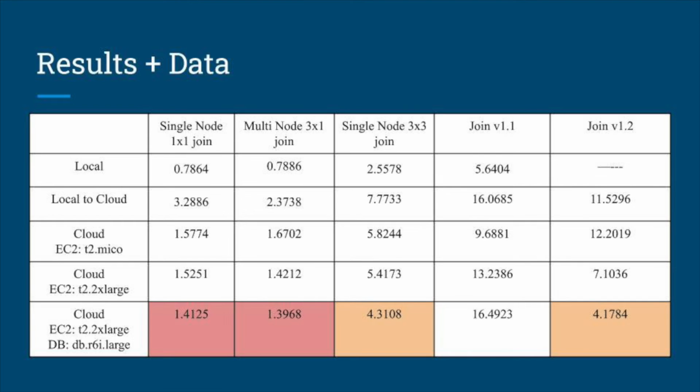Now, compare that to the red. Our multi-node 3x1 join actually was able to run faster than a single node 1x1 join. This means that if you were to pre-hash the data and put it on 3 different servers, it will run faster than if all the data was on one server and in one table. And as you can see also here, comparing the two, it takes about 3 seconds for the hashing to actually get accomplished and for the splitting to occur.